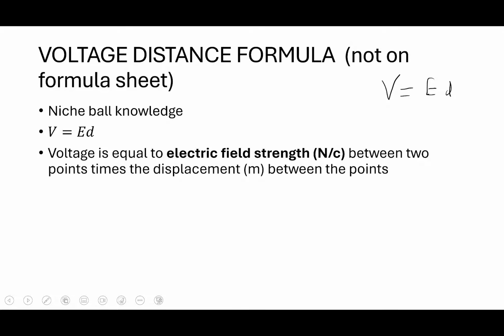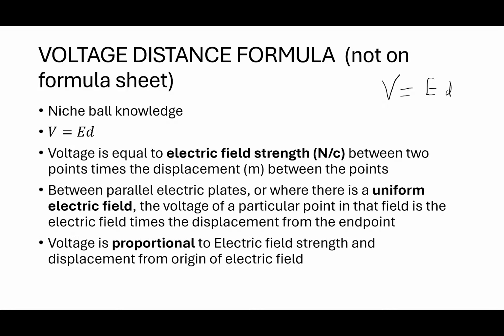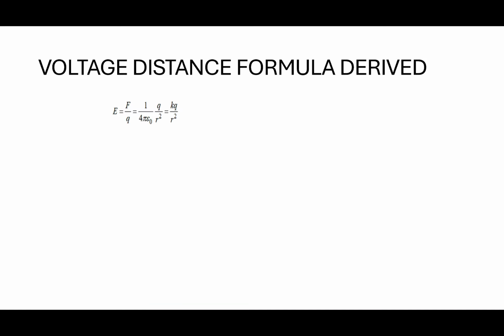This means the voltage is equal to the electric field strength between the two points times the displacement between the two points. This is almost always exclusive to parallel electric plates, or where there's a uniform electric field. The voltage at a particular point in that field is the electric field times the displacement. So voltage is proportional to electric field strength and displacement from the origin of the electric field. And this is how we derive the formula.